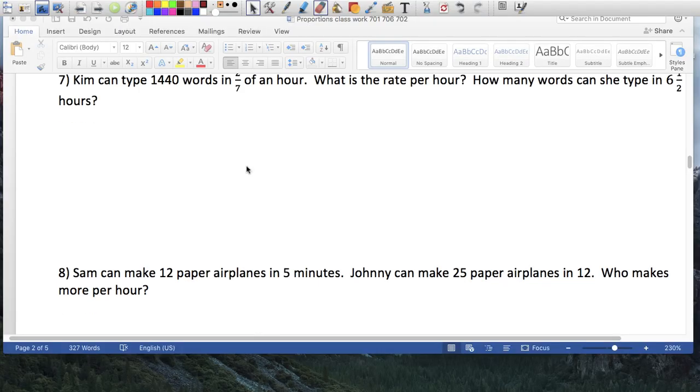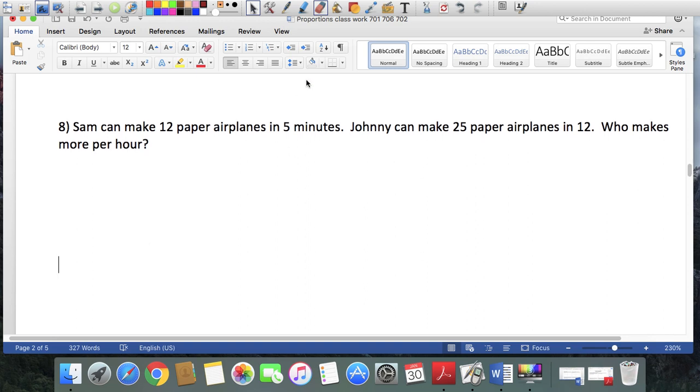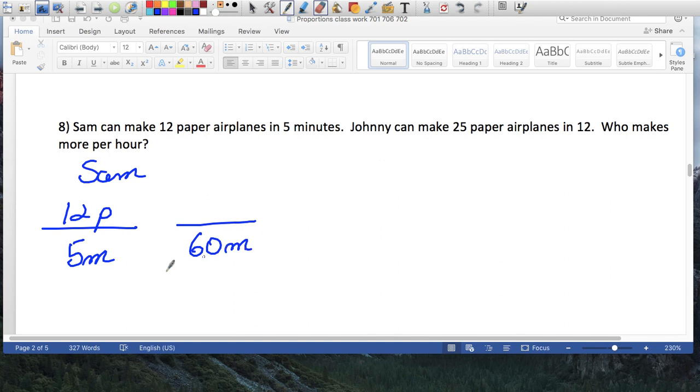8. Sam can make 12 paper airplanes in 5 minutes. Johnny can make 25 airplanes in 12 minutes. Who makes more per hour? Okay, so let's do Sam first. Sam makes 12, I'm just going to write P, paper airplanes, in 5 minutes. 1 hour is the same thing as 60 minutes, right? So can you find a relationship? Yeah, times 12. So it'd be 144 paper planes in 60 minutes or 1 hour. So that's how much Sam makes.